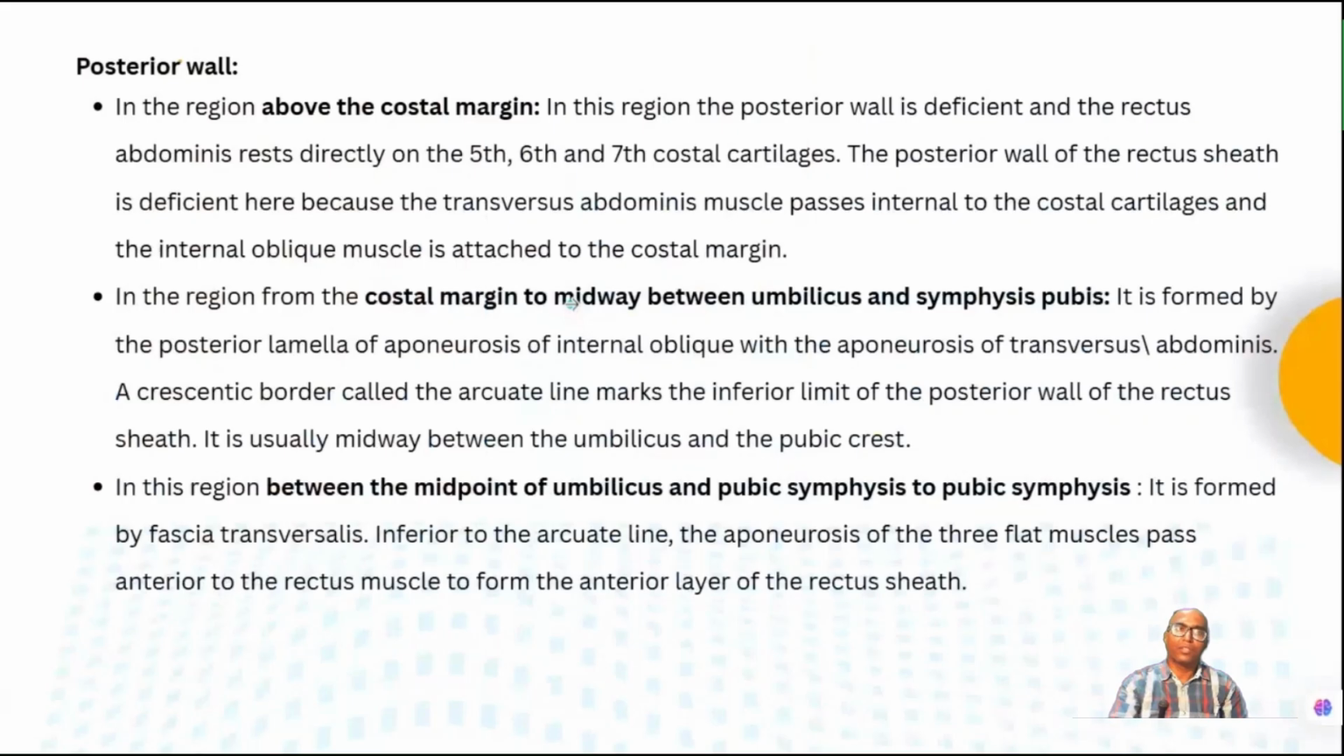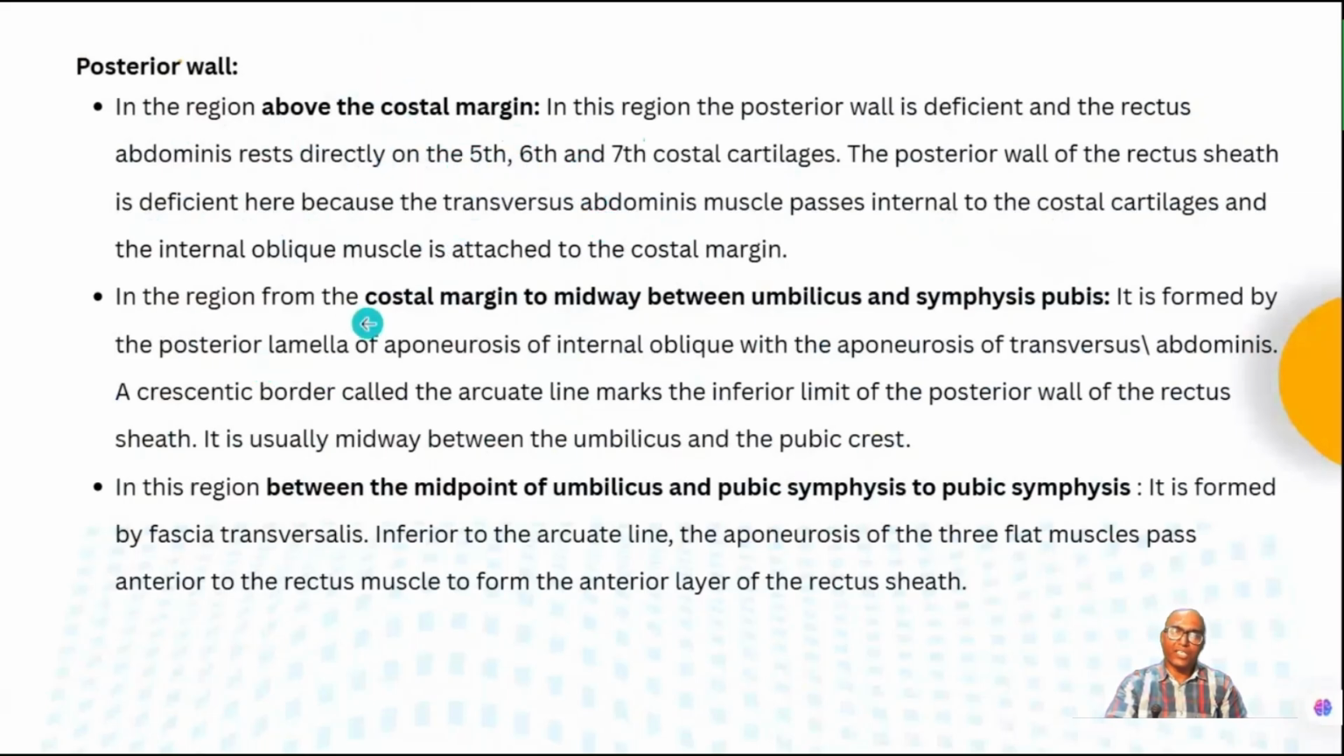Okay, so now coming to the posterior wall. In the region above the costal margin, we are talking about the posterior wall. Now, posterior wall above the costal margin, in this region, the posterior wall is deficient, and the rectus abdominis rests directly on the fifth, sixth, seventh costal cartilages. The posterior wall of the rectus sheath is deficient here because the transversus abdominis muscle passes internal to the costal cartilages, and internal oblique muscle is attached to the costal margin. Okay, that is why it is deficient in this region.